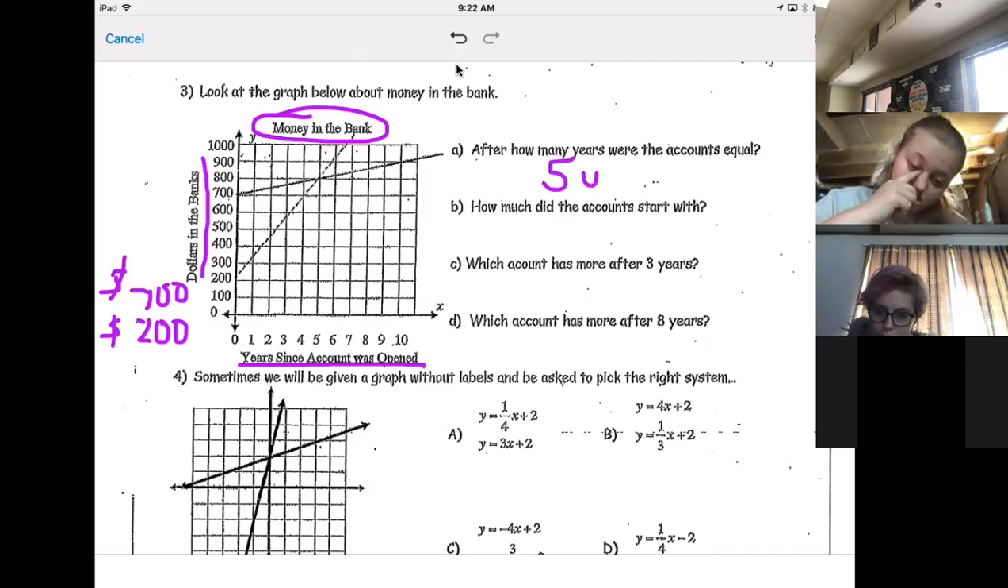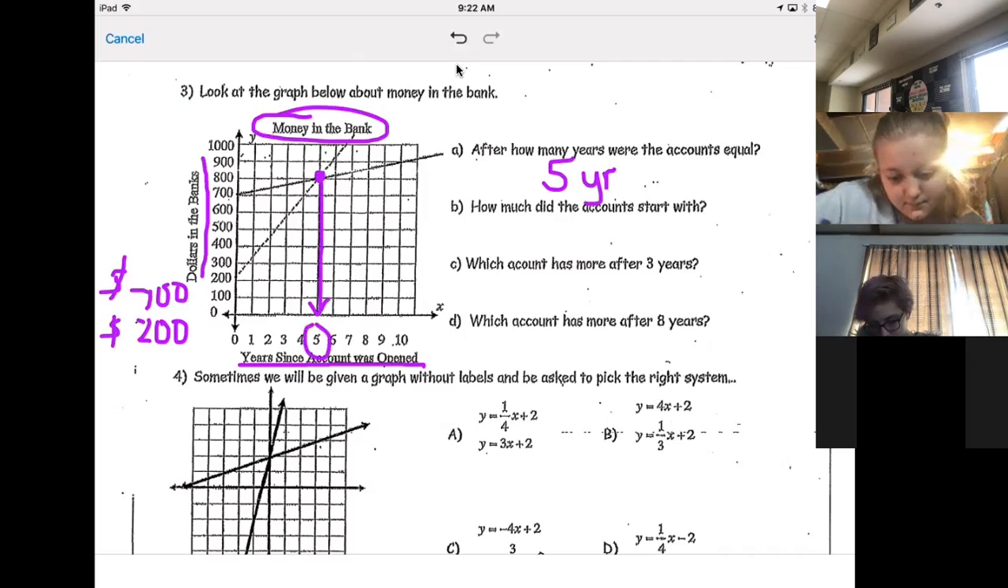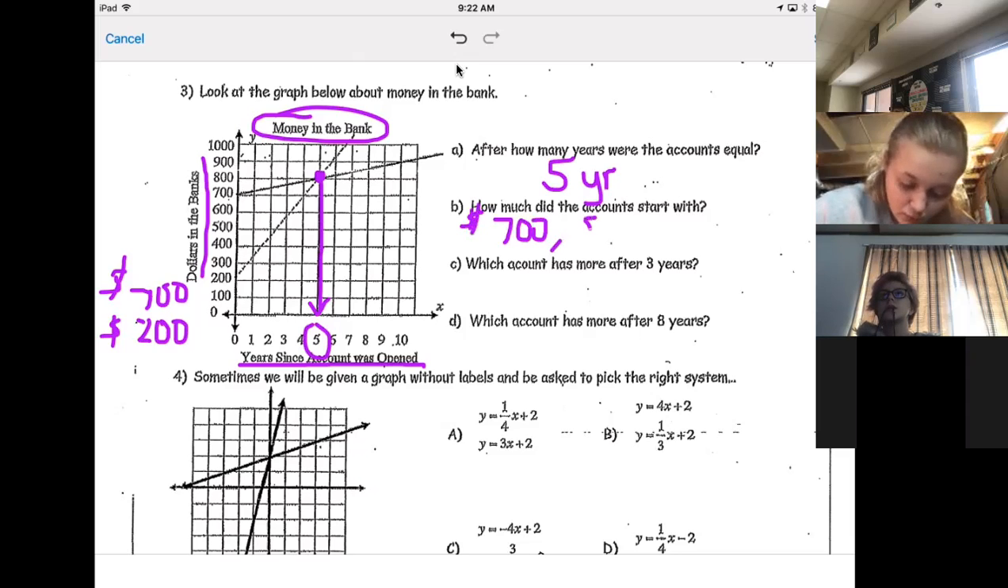Yep, 5 years. You follow them along, you find out where their point of intersection is, and then you follow that down here and you say, oh, yep, that's at 5. How much did the account start with? All right, we already called them that, right? $700 and approximately 200. It's a little over, but we'll just go with that.